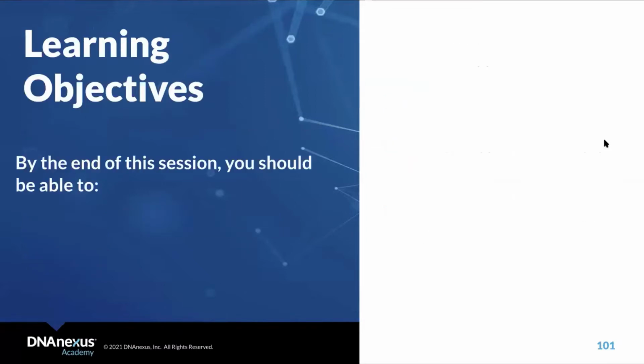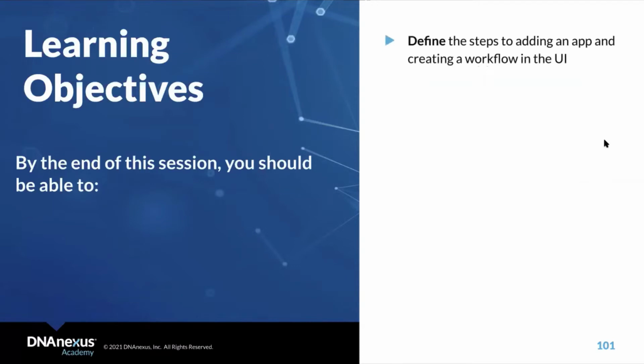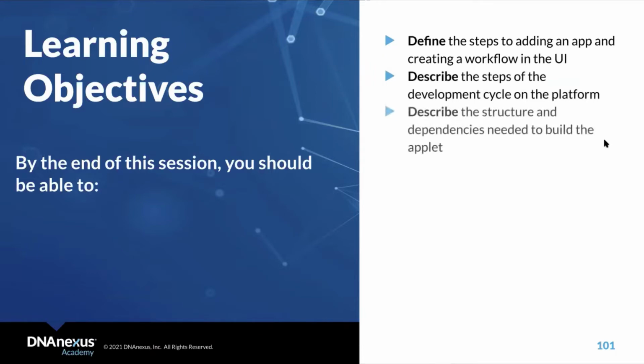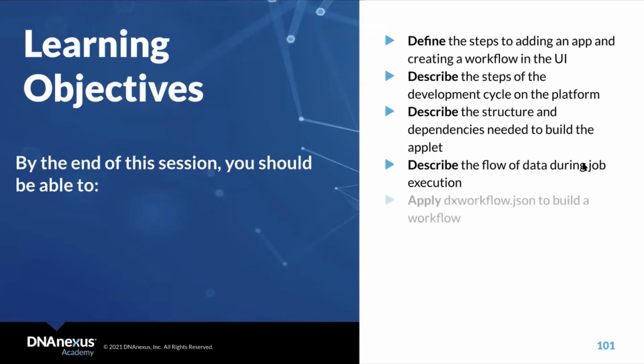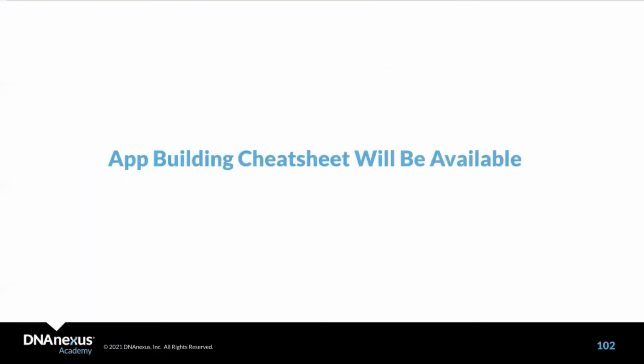And so what are our learning objectives for today? Firstly, we will define the steps for how to add an app or applet and create a workflow in the user interface, describe the steps of the development cycle in the platform, describe the structure and dependencies that we need to build our applet, describe the flow of the data during the job execution, and apply DX workflow JSON to build a workflow.